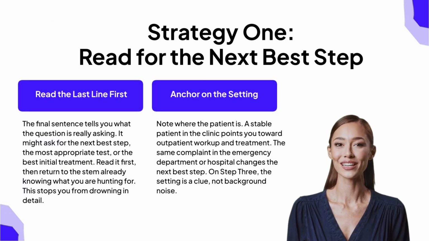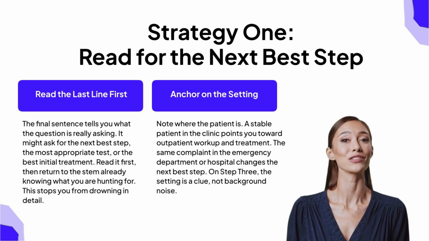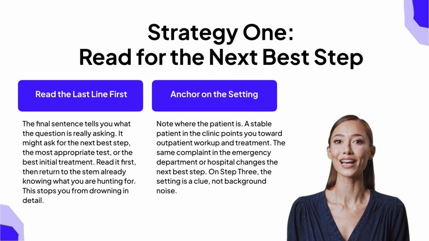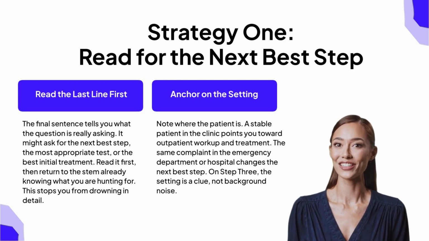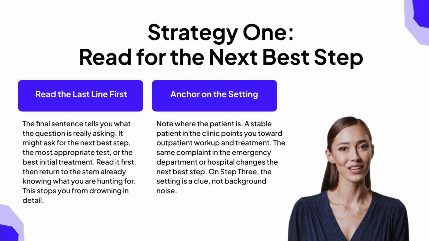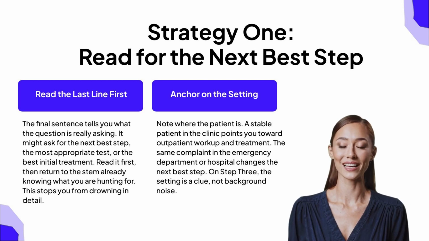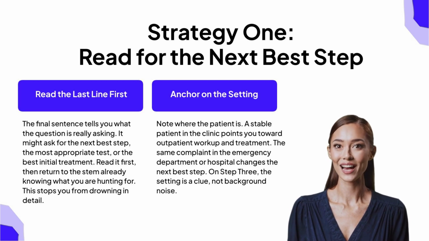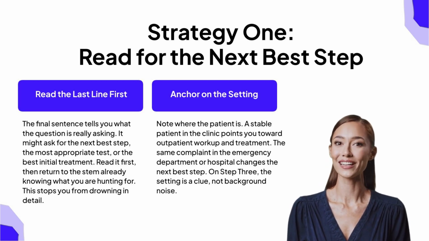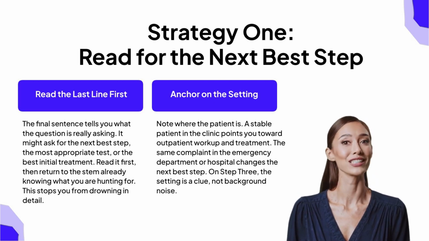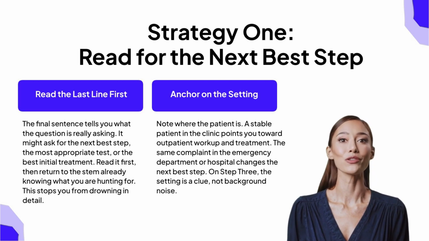Our first strategy is to read every vignette like a physician deciding what to do next. Start with the last line of the question. That tells you what is actually being asked, whether it is the next best step, the most appropriate test, or the best treatment. Then read the stem with that goal in mind, and you will stop drowning in detail. Next, anchor on the setting. A stable patient in your clinic pushes you toward outpatient workup, while the same complaint in the emergency department can change the right answer entirely. Where the patient is being seen is a clue, not background noise.